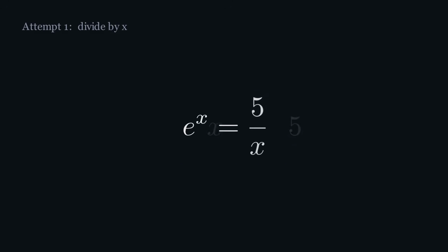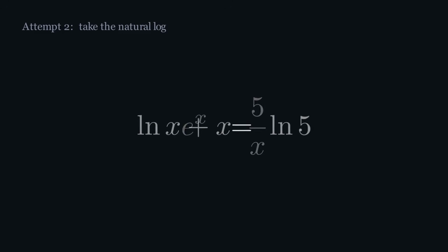Attempt 1. Divide both sides by x. That gives e to the x equals 5 over x. An exponential on the left, a rational function on the right. That's worse. Two different species of function staring at each other.